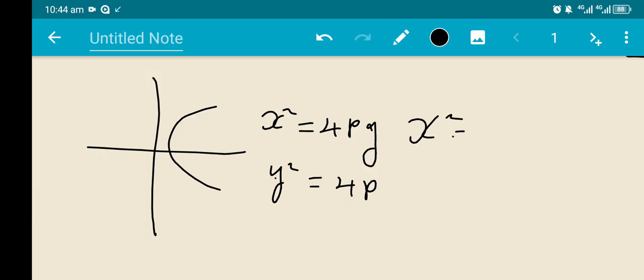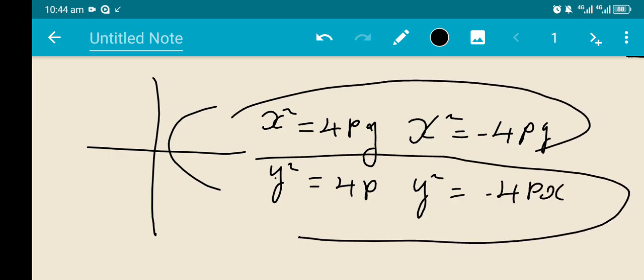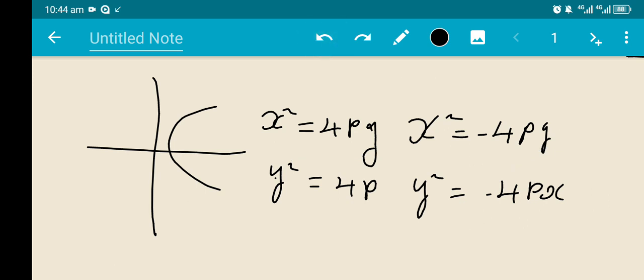squared equals negative 4py, and y squared equals negative 4px. So these are the same and these are the same, except facing different directions. So if I may ask, between A, B, C, and D, which of these do you think caters for this shape?